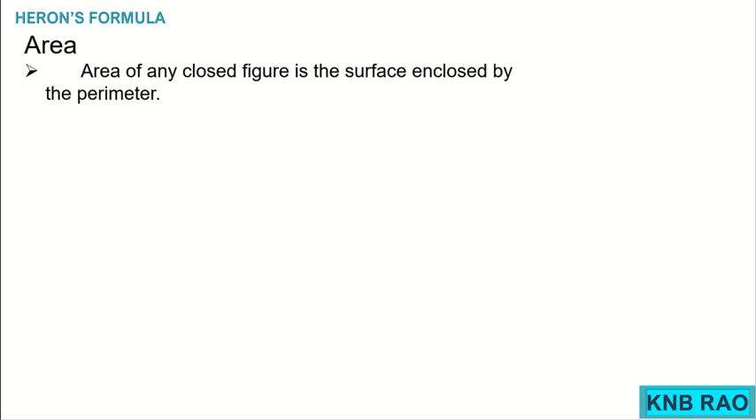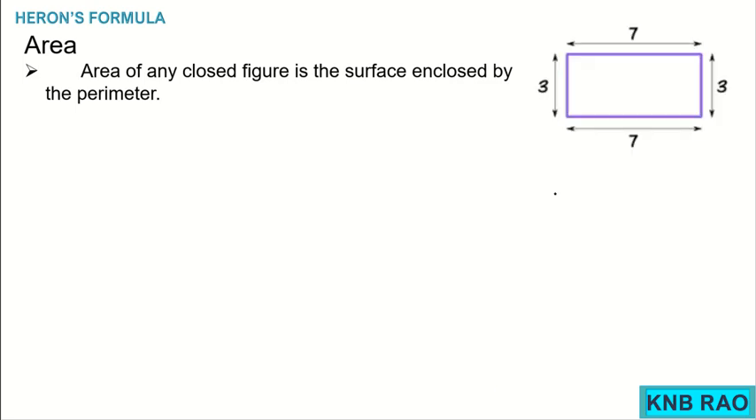We say the region bounded by that closed figure will be called area. For example, here I have got a rectangle of the same length 7 centimeter, breadth 3 centimeter. Now what would be its area? Just the region bounded by these 4 sides. Inside that closed region will be the area. Let me show you. This is the area.